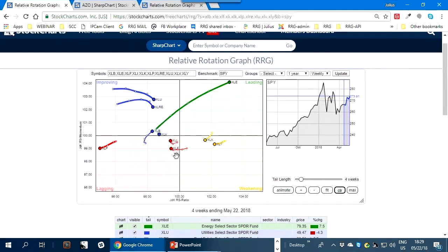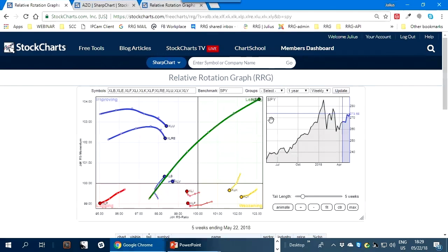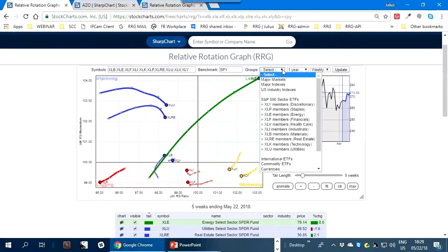This is a pre-populated group. We have a number of pre-populated groups here. If you look at it, you've got major market index, you've got US industry index. This is probably the one that is most used. Sector ETFs, that's the one that we're looking at right now. But a week ago, I added a breakdown for all the individual stocks of those sectors.